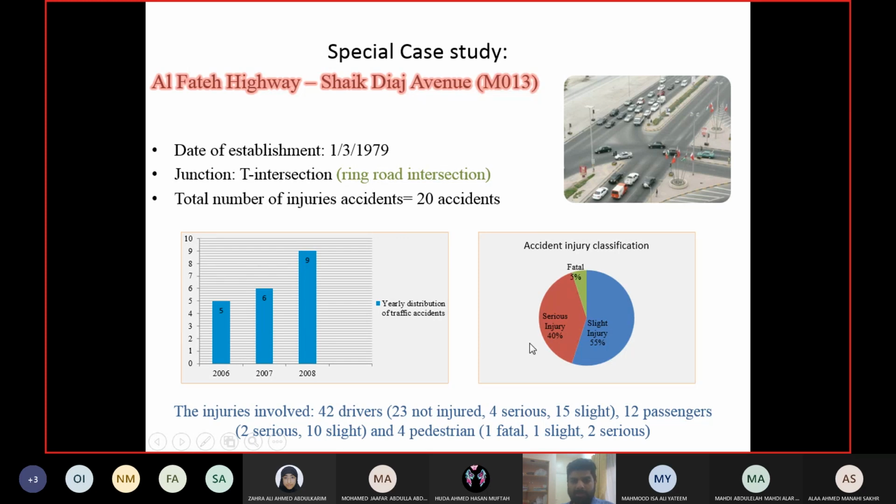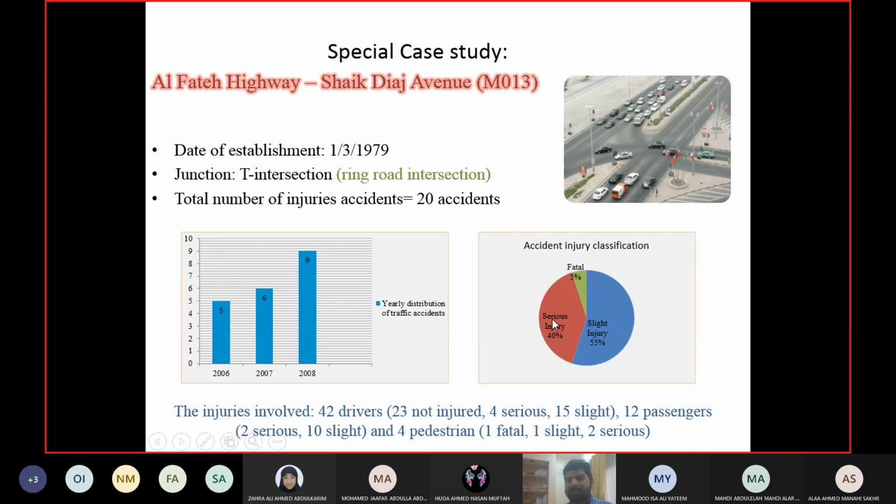Out of these 20 accidents, one of them was fatal. Fatal meaning it has a death. Even when it's one death, it's a human life, so it's very important. It's very precious. So even one death in 3 years is considered as serious.